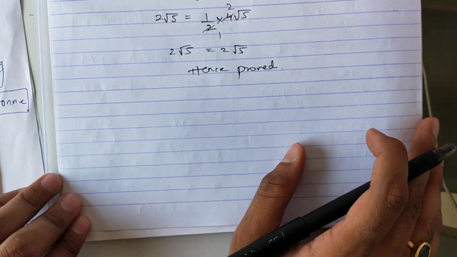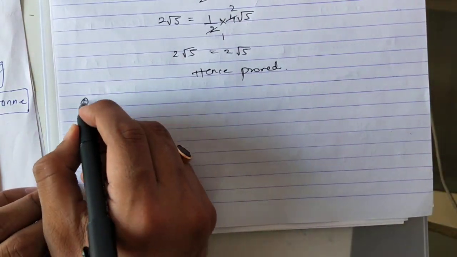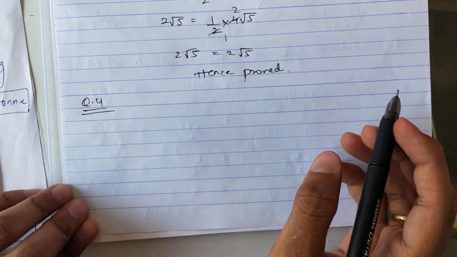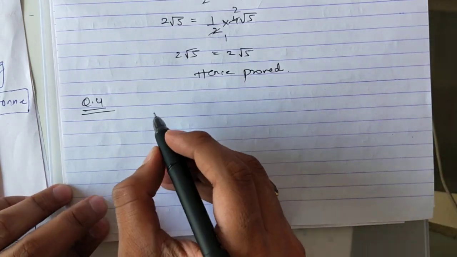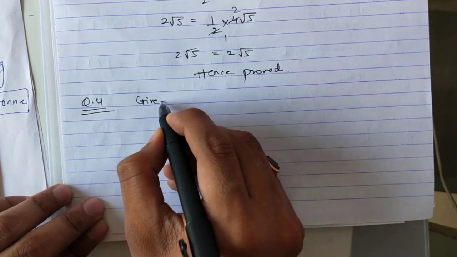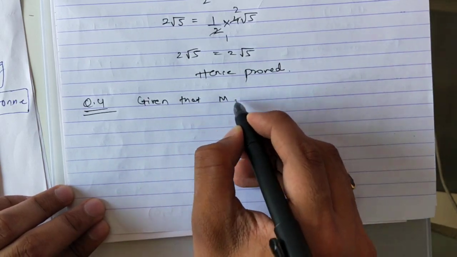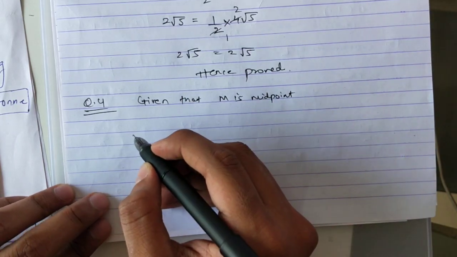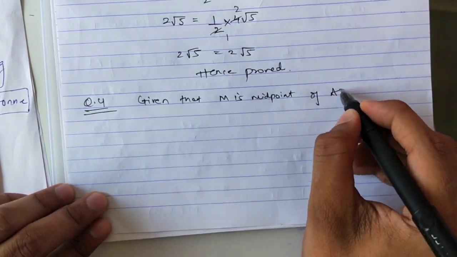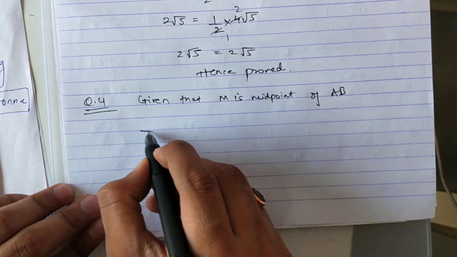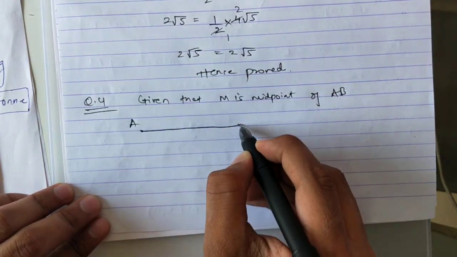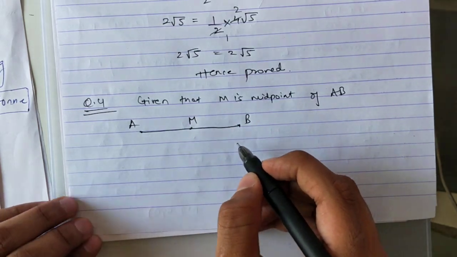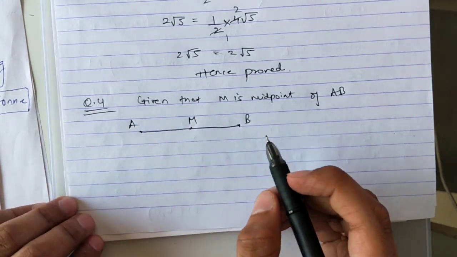The fourth question is very easy. I'll just write the first step for you. Simple calculation. It is given that M is the midpoint of AB. This is the condition. Okay, so M is the midpoint of AB means I will draw a line. See, drawing a line is not compulsory, but it is for your reference to understand which are the 2 points on the extremes, and the midpoint is M.